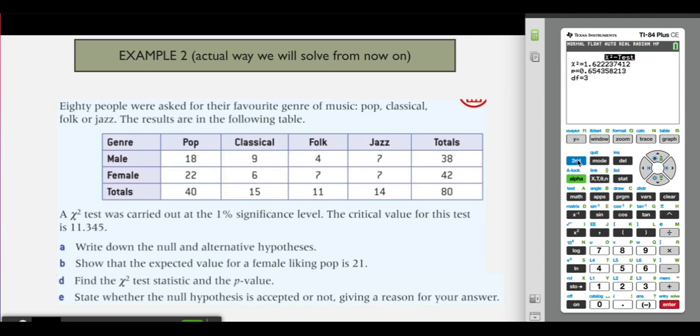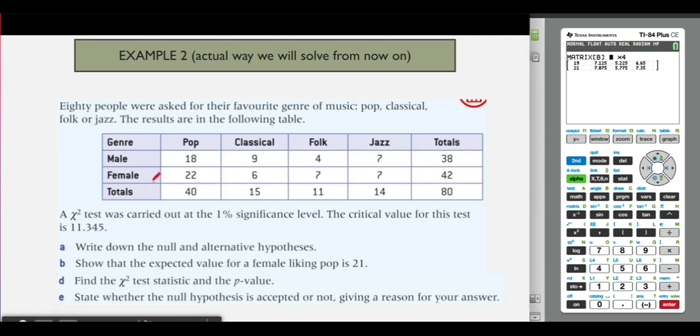Well, you're going to go back into matrices, and you're going to go into this matrix B, and you're going to see that now all these values are inserted for you. That means that they did the expected matrix for you. Question B asks, show that the expected value for female liking pop is 21.